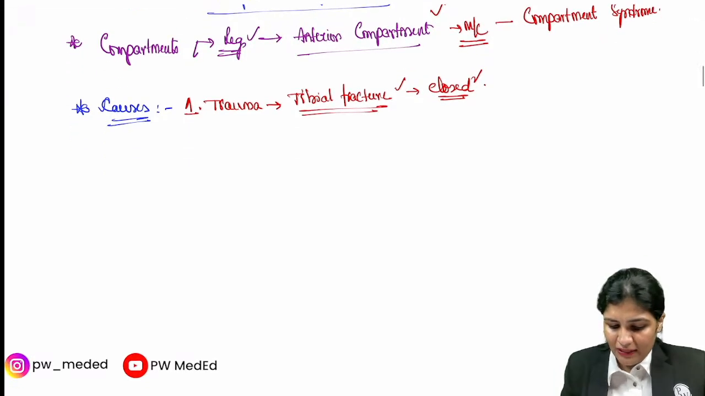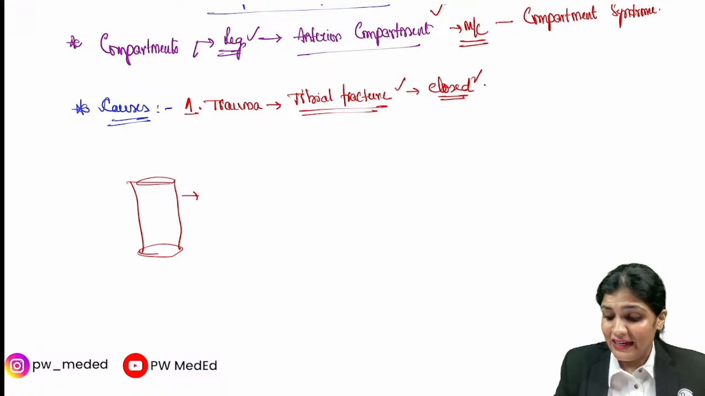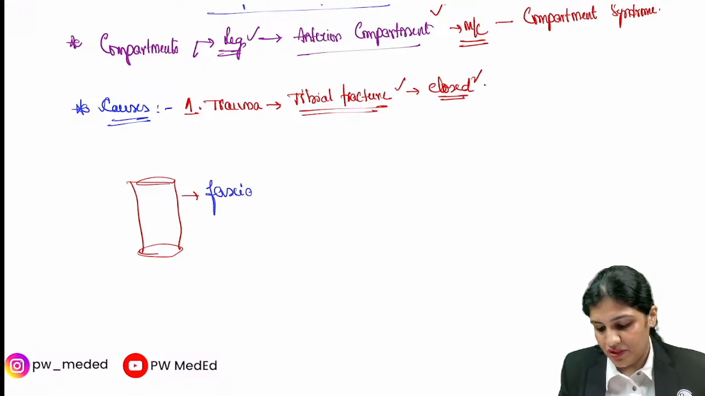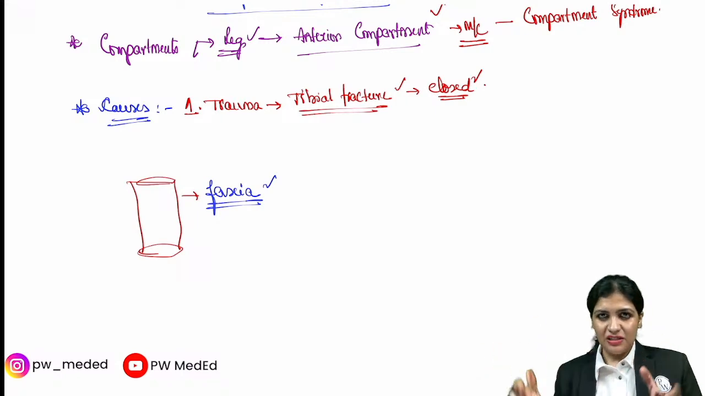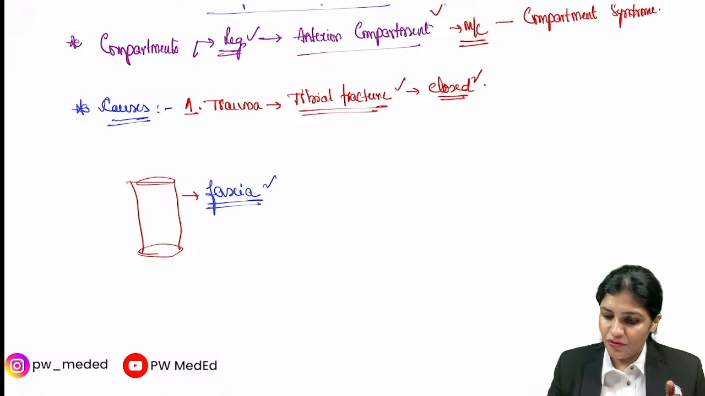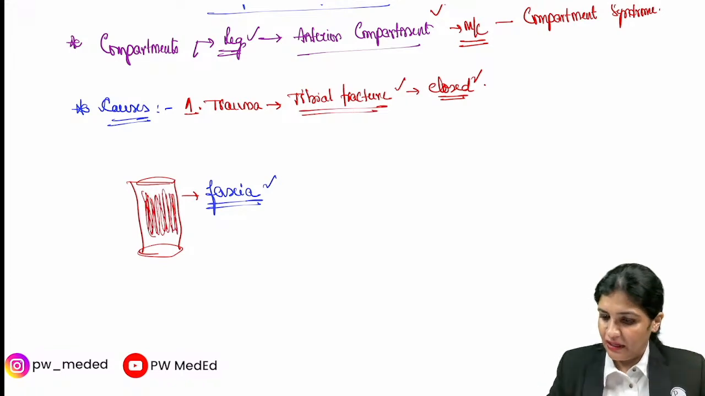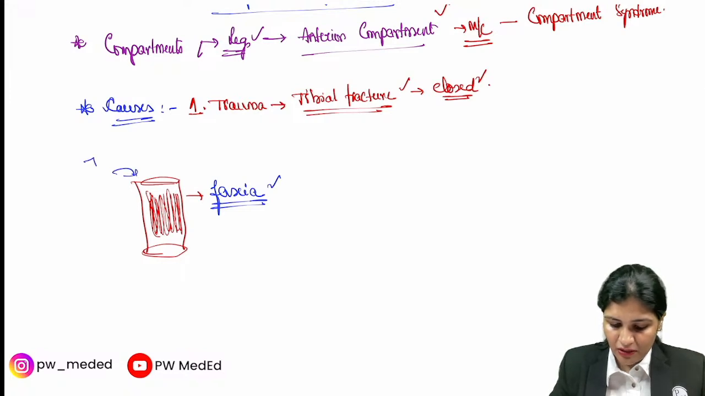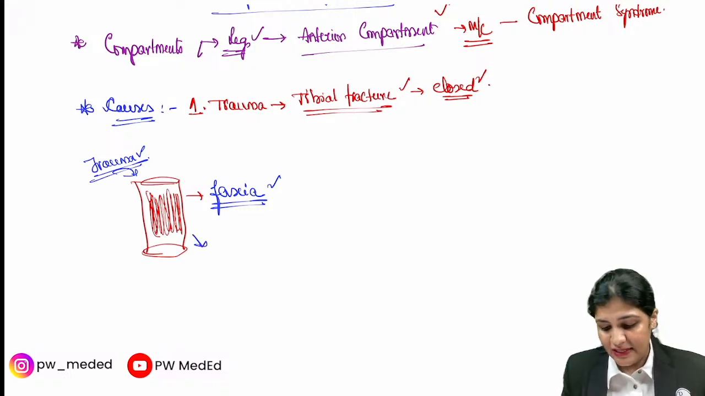So what actually is this compartment syndrome? You know that there is a compartment which is a closed one. Why is it closed? Because of a tight structure called the fascia. These muscles are arranged in compartments divided by this fascia. Now there has been trauma to this compartment, and because of this trauma there is some damage to the muscle, and because of this damage there will be a pressure gradient difference.